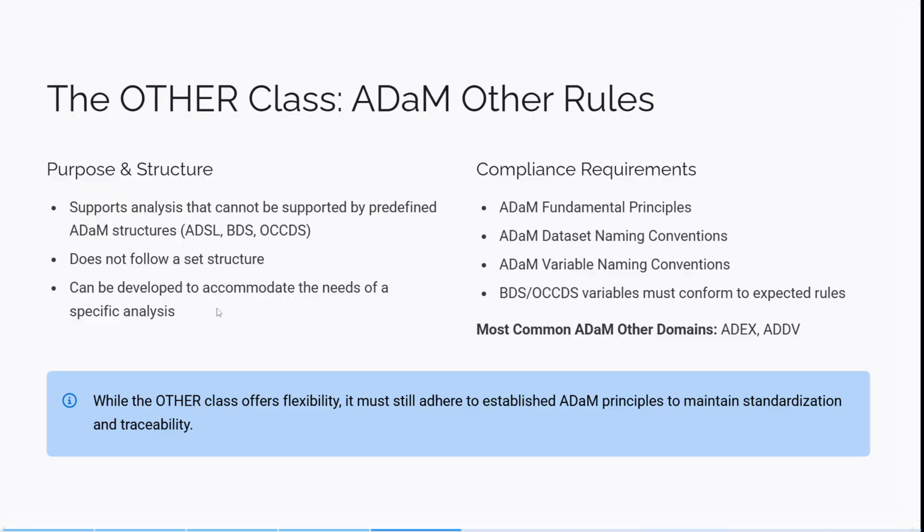For the compliance requirements, ADaM fundamental principles, ADaM data naming conventions, ADaM variable naming conventions, and BDS or occurrence variables must conform to expected variables. The most common ADaM Other datasets are ADEX and ADDV, the deviation part. While the Other class offers flexibility, it must still adhere to established ADaM principles to maintain standardization and traceability. So it still follows the ADaM principles, but it has more flexibility.